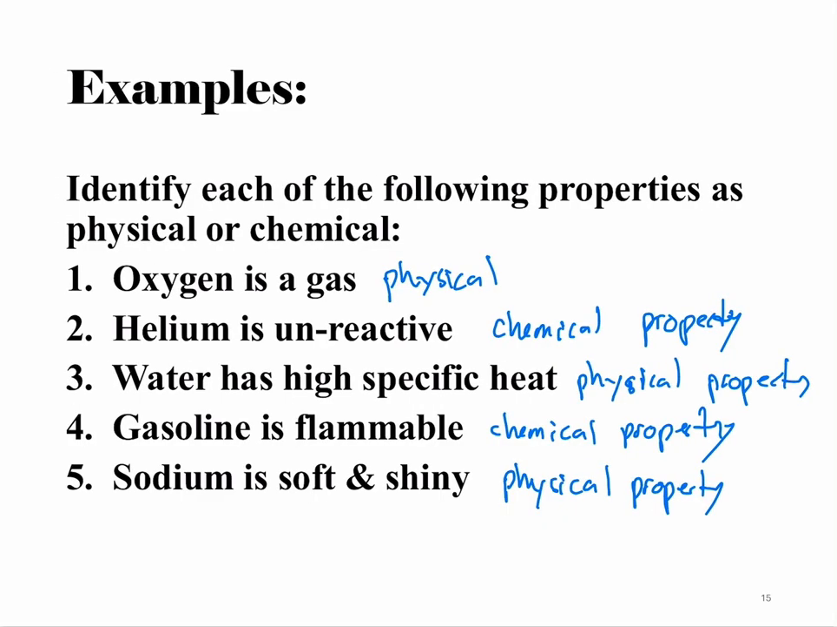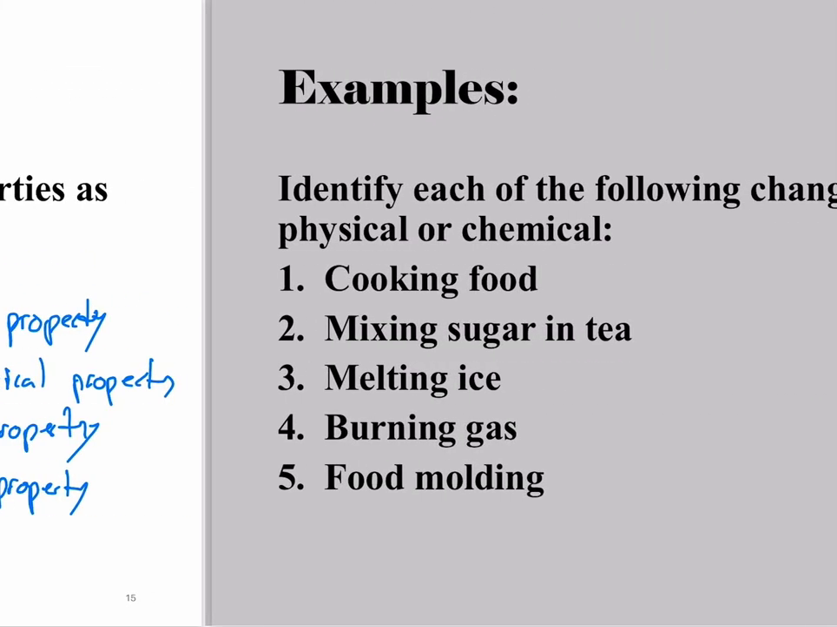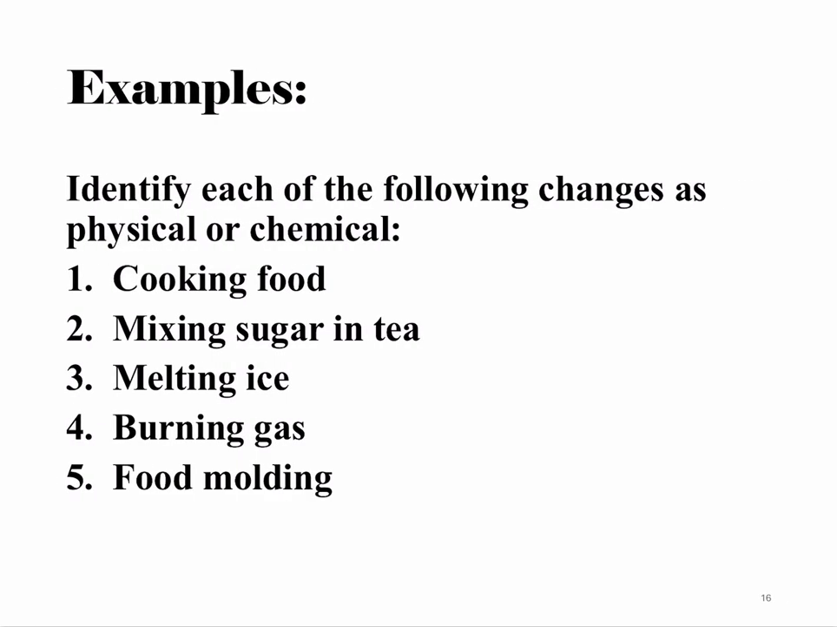Okay, so these are the properties of specific elements. Is it a chemical or physical property? We can also look at changes. Are these going to be chemical changes or physical changes? Again, how are we changing the compound in any way by breaking or forming chemical bonds? So cooking food, is that going to be a physical or a chemical change?